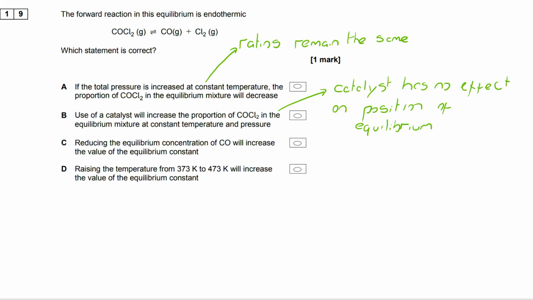Reducing the equilibrium concentration of CO will increase the value of the equilibrium constant. Well, Kc is dependent on temperature only, so that can't be the answer. We actually get to D, and we see that there's a relatively straightforward way of getting to the answer without going through all of that. But I think it is important that we understand why they're wrong.